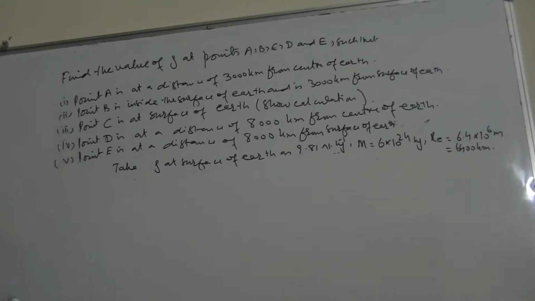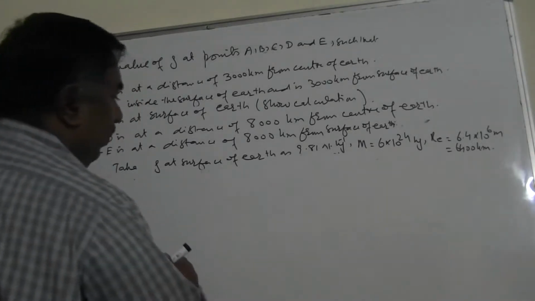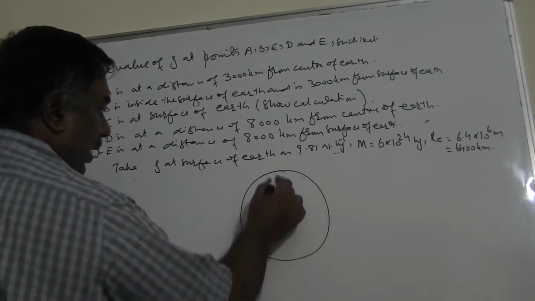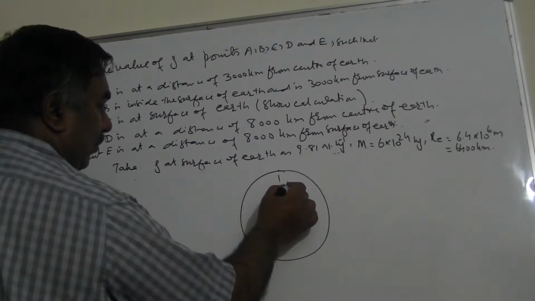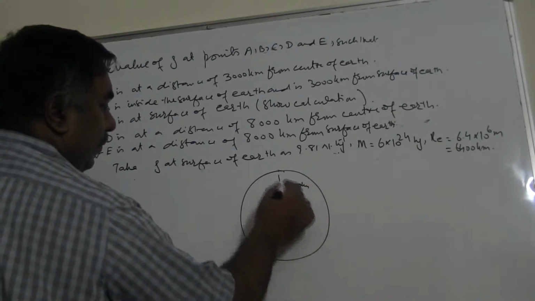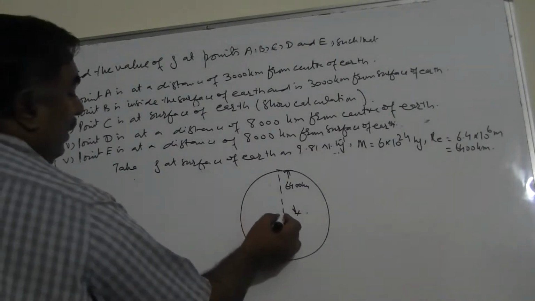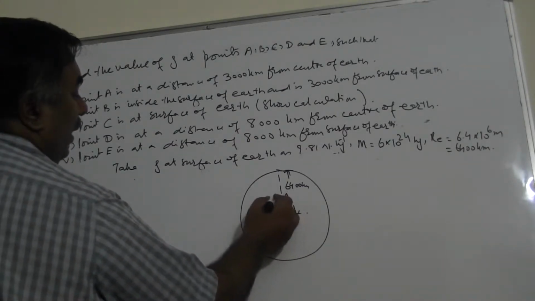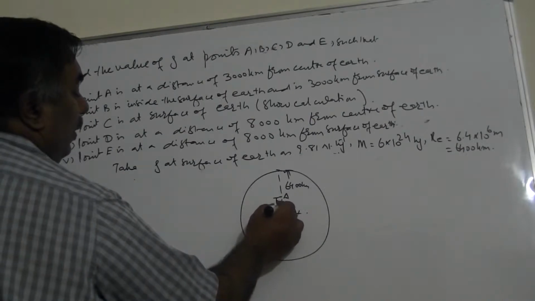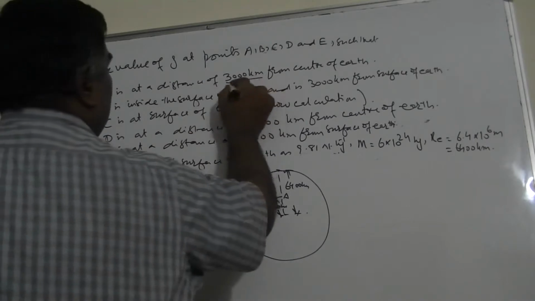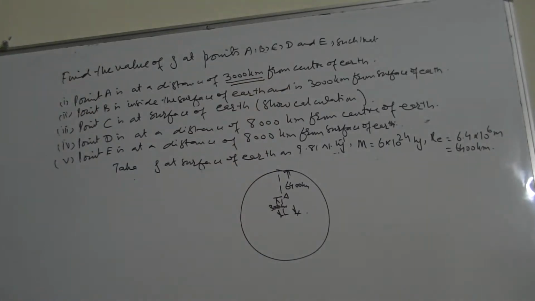Let us see. First, he says point A is at a distance of 3,000 kilometer from center of Earth. I'll first locate the point. Suppose this is Earth, and this is the radius of Earth, which is 6,400 kilometers. Now he says point A is at a distance of 3,000 kilometers. So this will be point A. Now distance from center of Earth is 3,000 kilometers, but it is inside Earth.